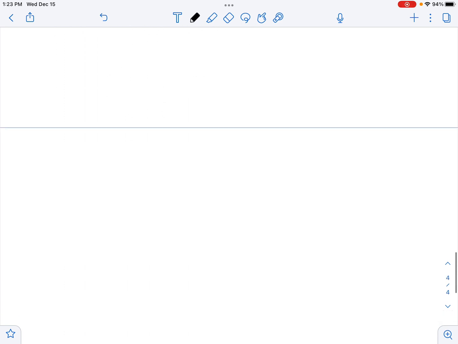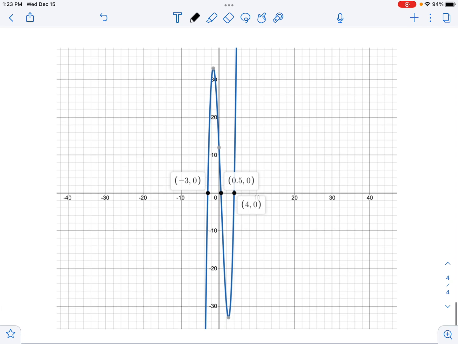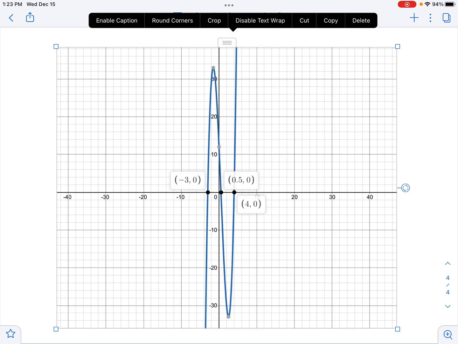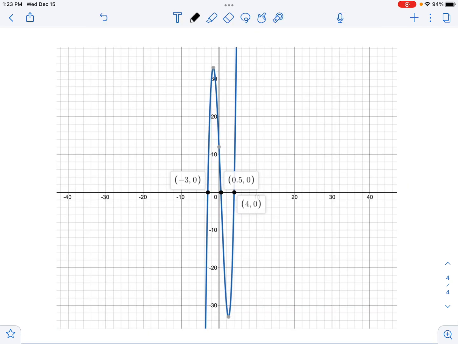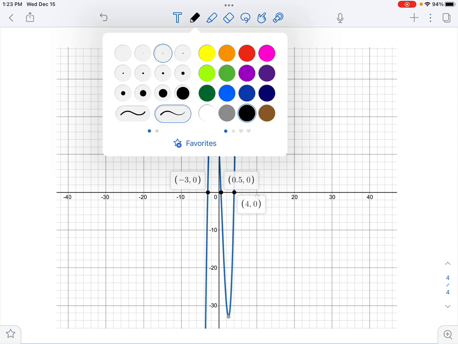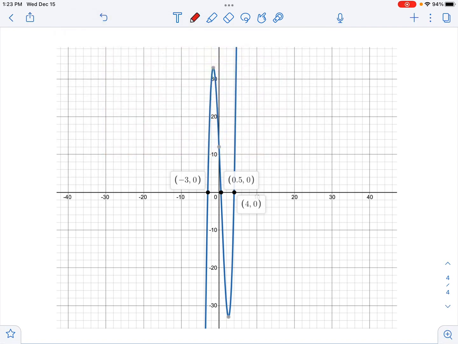I have graphed my solution down here using Desmos. And you see that indeed our function does cross the x-axis 3 times at negative 3, 0.5, and 4. And note that the end behavior, it's a degree 5 polynomial, so it's odd degree, so it rises on one side, falls on the other. The leading coefficient being positive, it rises on the right and falls on the left. And that is that problem complete.